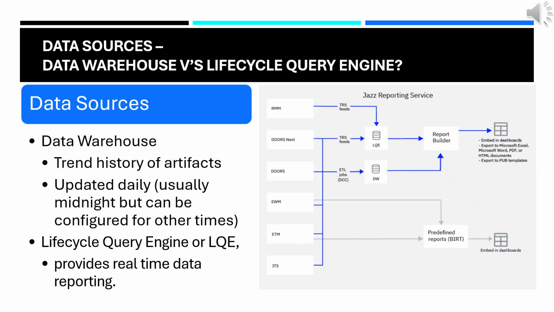When you create reports using Report Builder, the interface allows you to select from two main data stores. So that's the Lifecycle Query Engine, or LQE, or the Data Warehouse. Reports that use the LQE data store use a tracked resource set, or TRS feeds, to access the current state of data, providing live reporting data. So that's directly from those application databases.